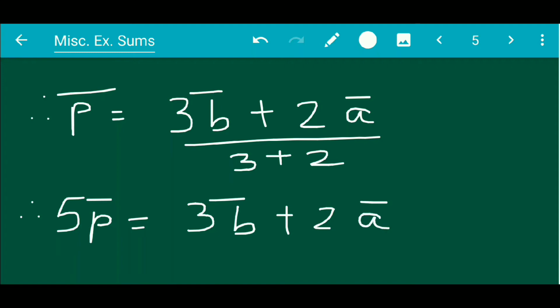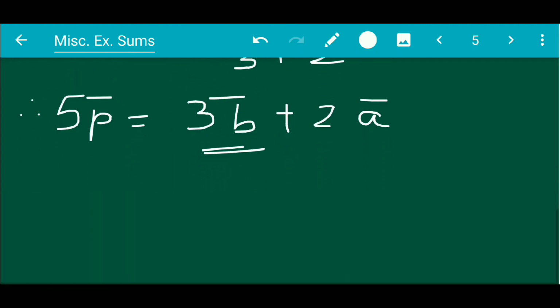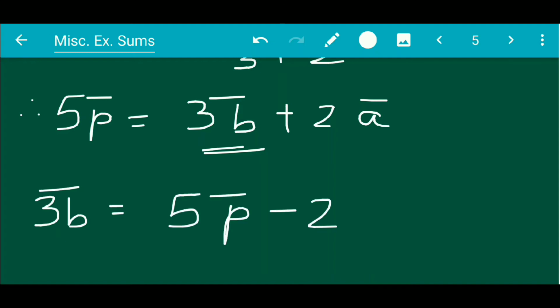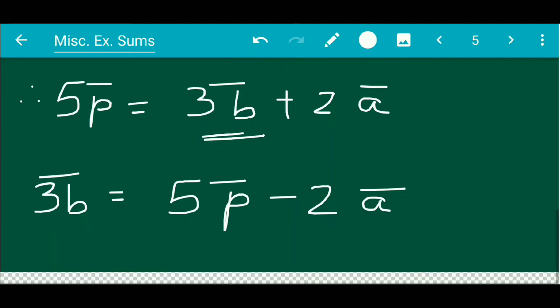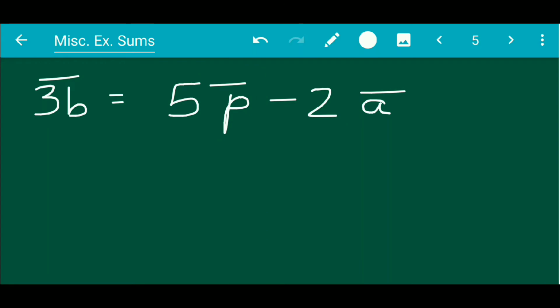Remember, we have to find out B. We know the values of A and P here. So thus we take B bar on one side. So we have 3B bar is equal to 5P bar minus 2A bar. Now we substitute the values for P and A on the right hand side. So therefore we get 3B bar is equal to 5 into the given vector for P bar.